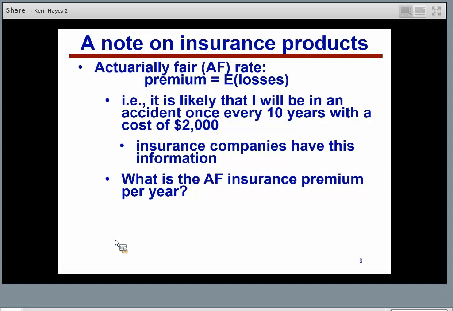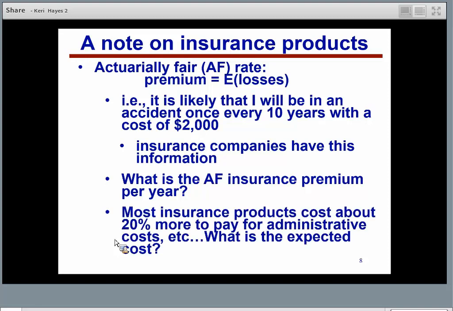So keep in mind that the insurance company is sitting there saying, okay, some point over the next 10 years, we're going to pay this customer $2,000. We don't know when it's going to be, but it's going to be sometime over the next 10 years. In addition to that, most insurance companies are going to charge a little more. They're going to charge about 20% more. It could be higher than that depending upon what insurance product you're buying. This is called a loading factor, right?